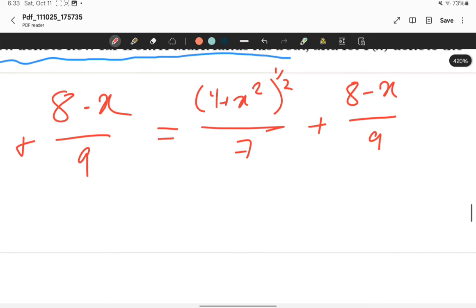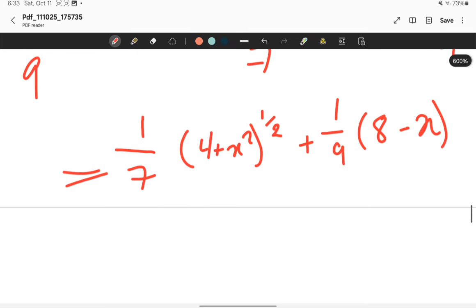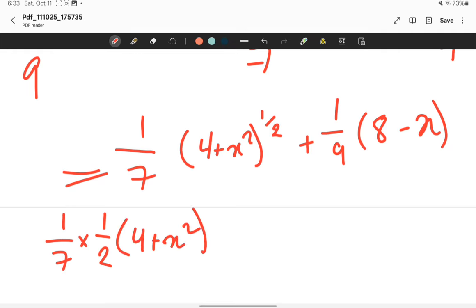Rewrite this one more time: 1 over 7 times 4 plus x squared to the power of 1 over 2, plus 1 over 9 times 8 minus x. Now we can start deriving. For this first part, we'll do the chain rule. So it's 1 over 7 times 1 over 2 times our brackets, which we keep the same, to the power of minus 1 over 2, because half minus 1 is negative half, and then times the derivative of the inside, which is 2x.